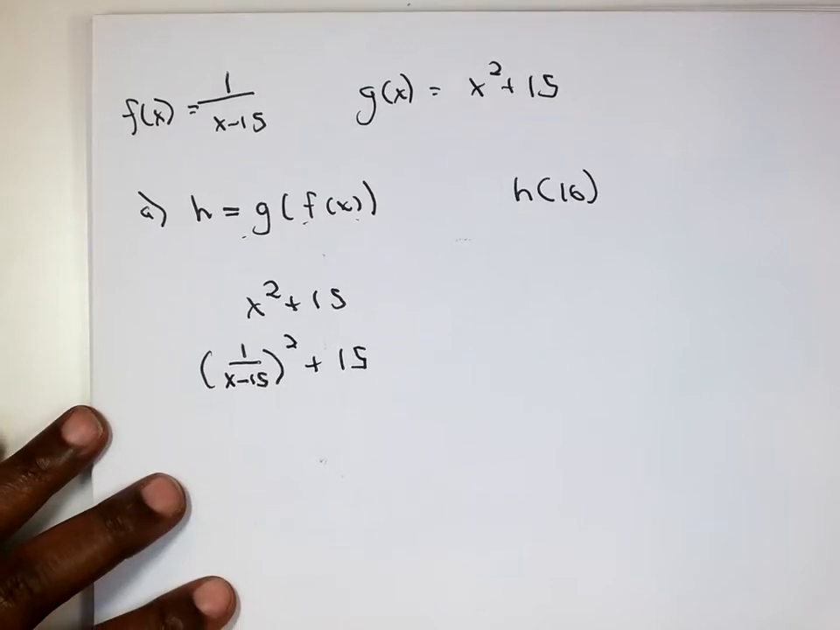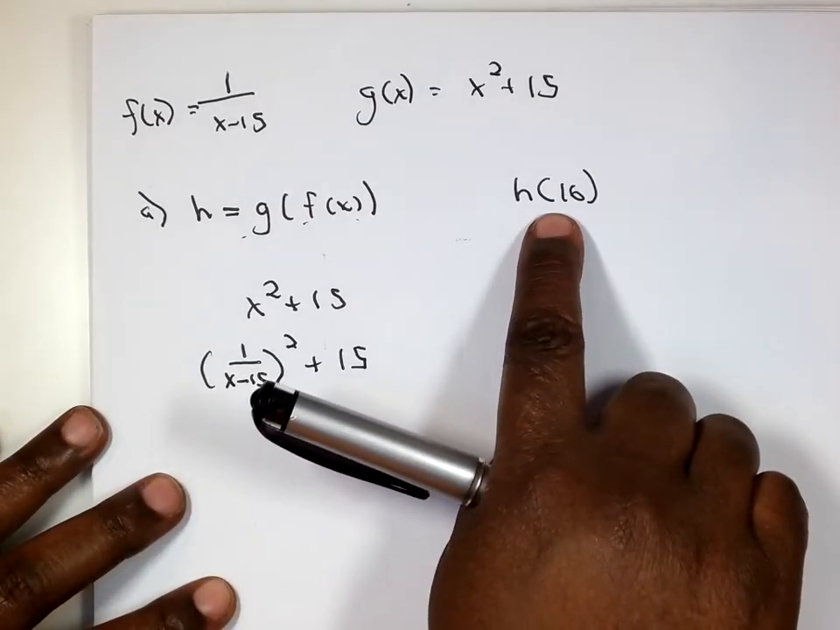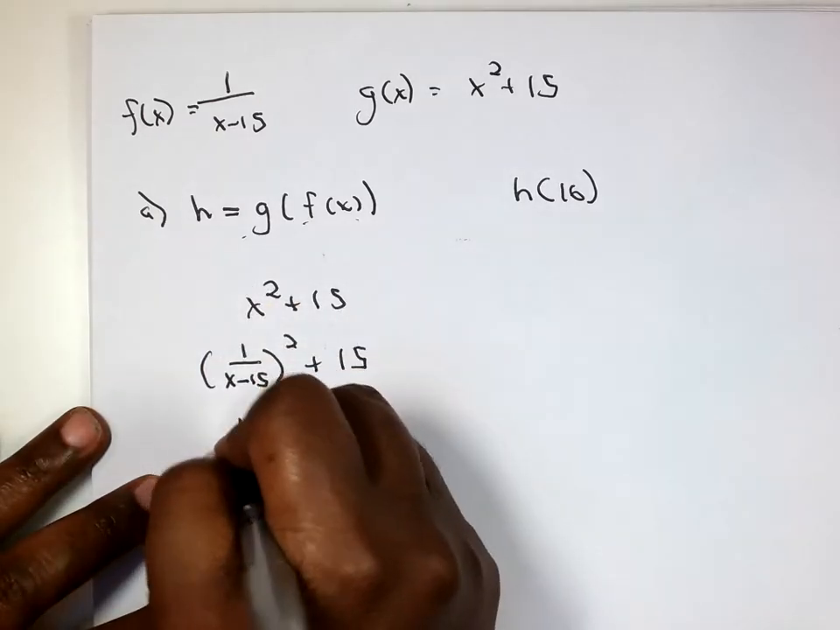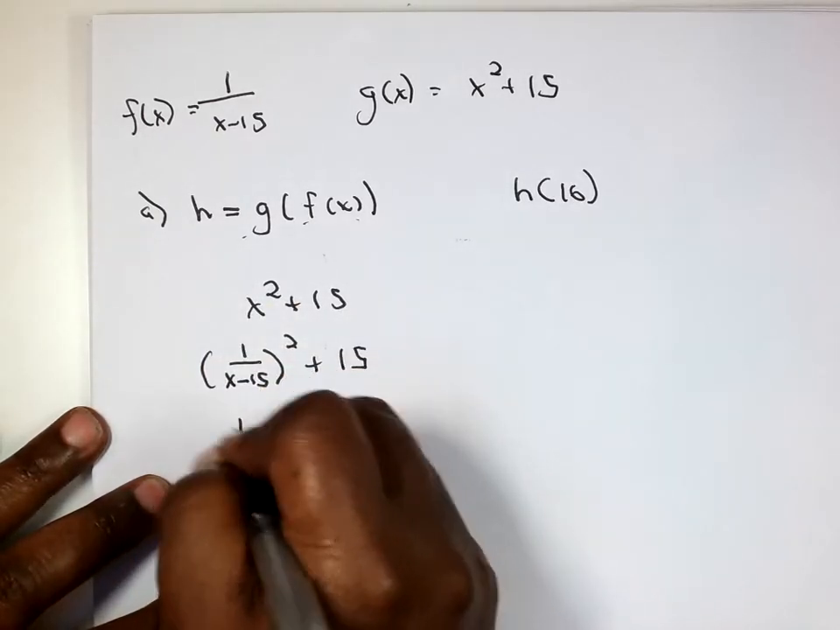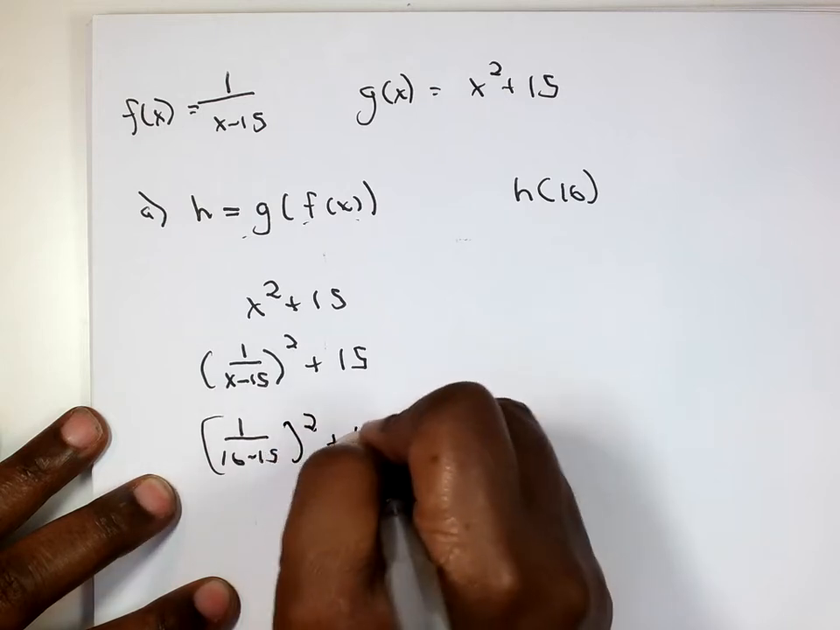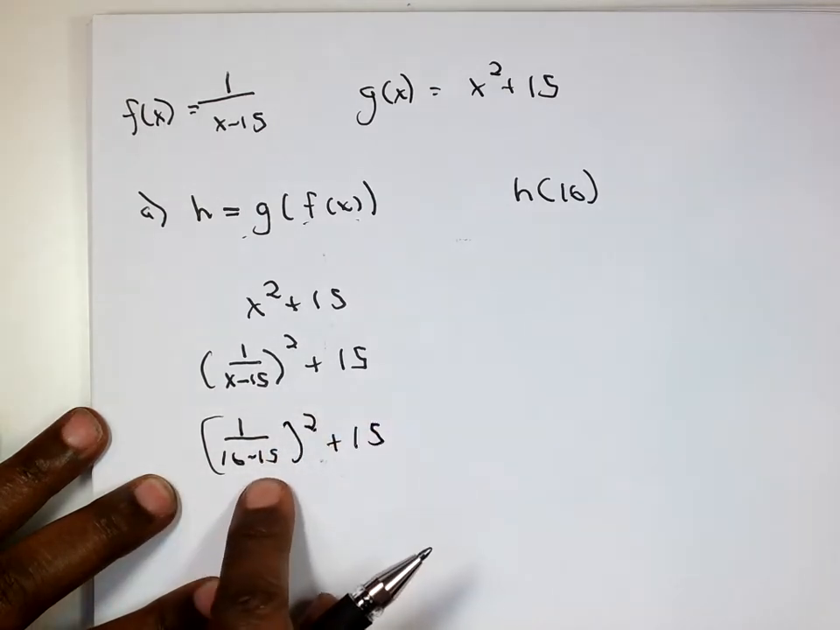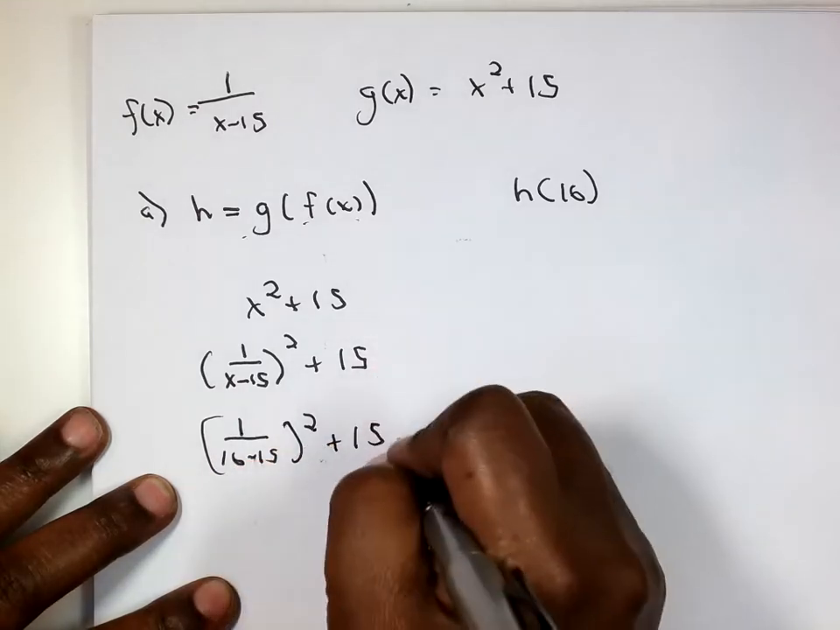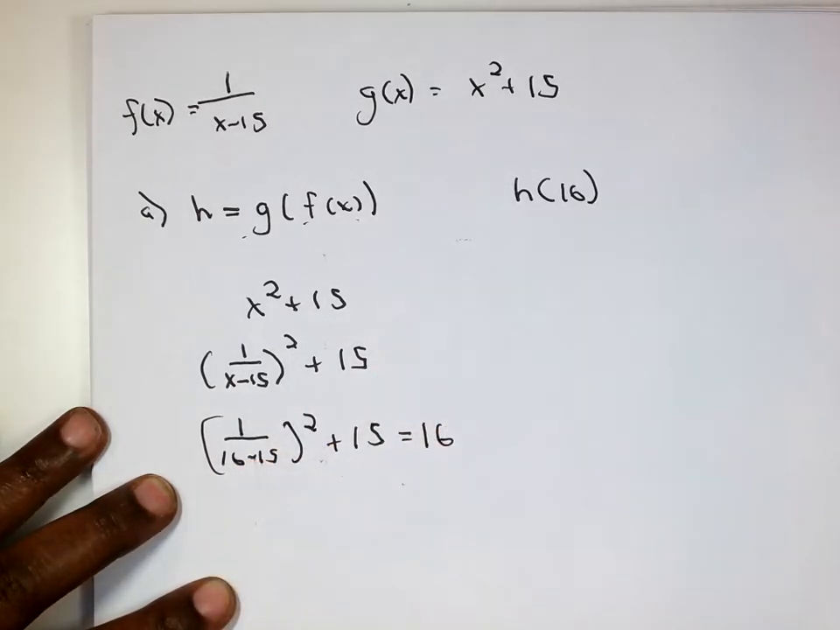Now that I have that, I want to evaluate this thing at 16. So I'm going to plug in 16 for x now, and I get 1 over 16 minus 15 squared plus 15. So 16 minus 15 is 1. So 1 over 1 squared is 1 plus 15 gives me 16.